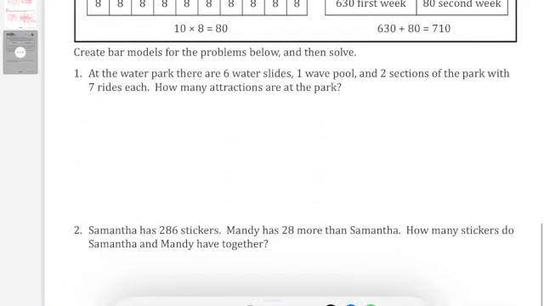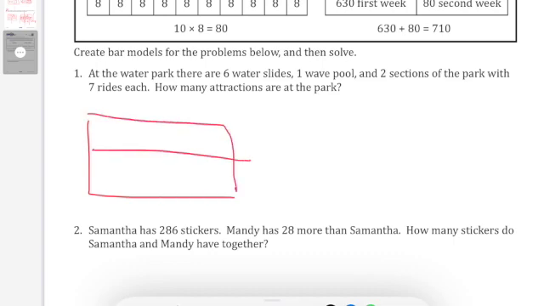Okay. At the water park, there are 6 water slides, 1 wave pool, and 2 sections of the park with 7 rides each. How many attractions are at the park? Well, the first thing I need to do, let me draw my squares here. I'm trying to figure out how many rides. Well, we know there's 7 at the first because we have the 6 plus the 1. And then 2 sections of the park with 7 rides each. So that's 7 as well. So 7, 7. We actually got 3 7s.